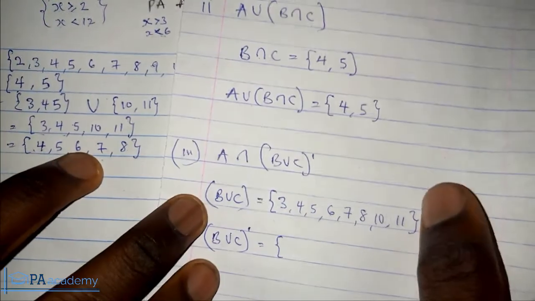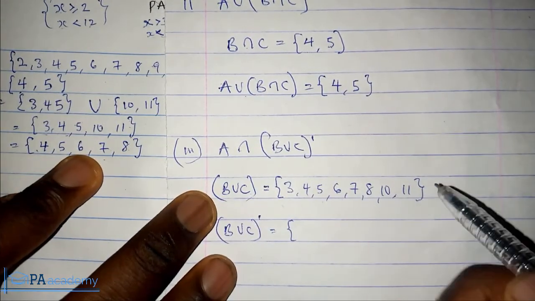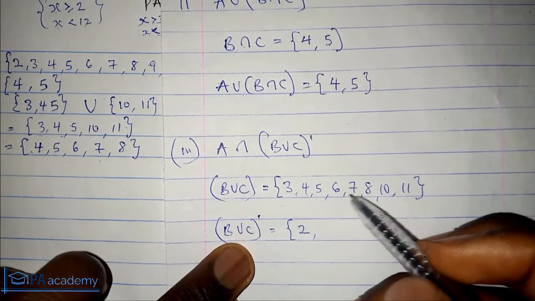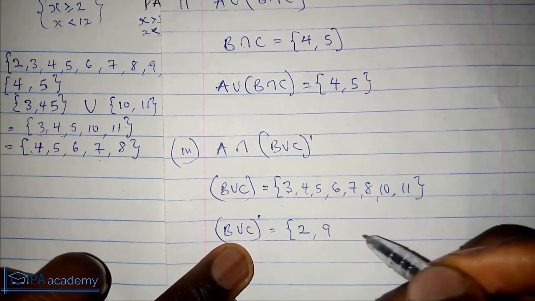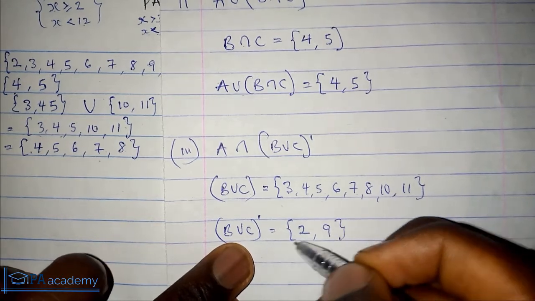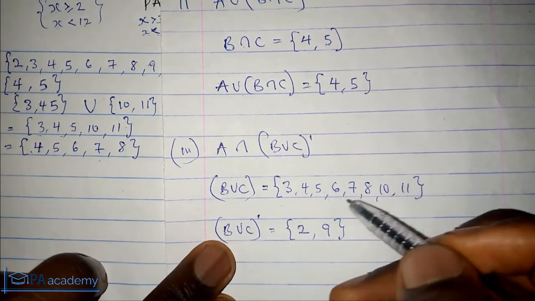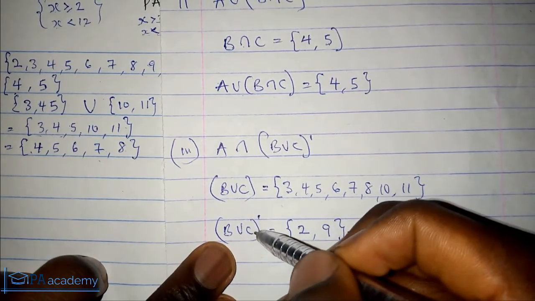So with that, what are the elements in the universal set that are not here? So let's write that. Those numbers are what? 2 and 9. So these are the elements that you will not find in this particular set B union C, but are in the universal set. So now we've gotten our B union C prime.